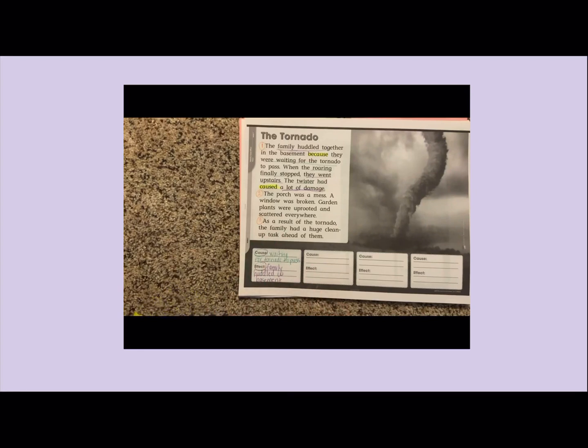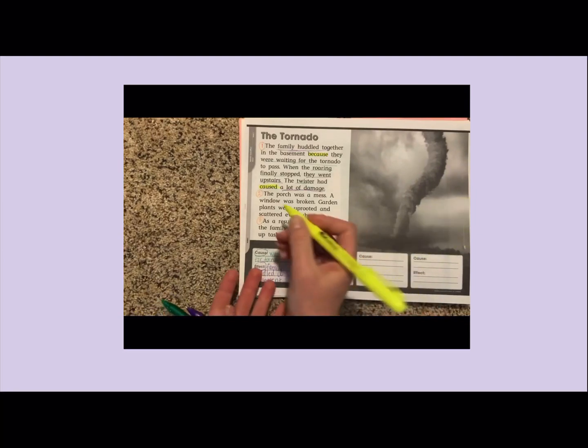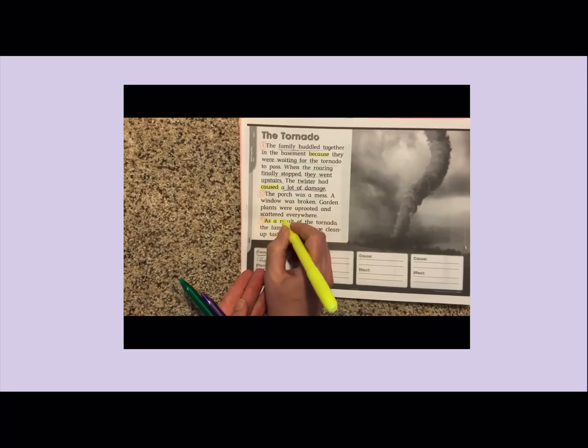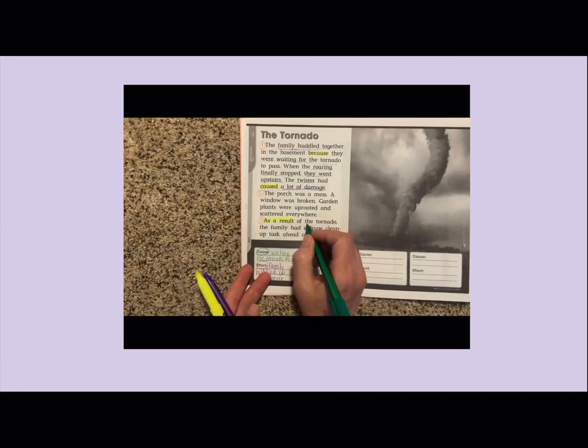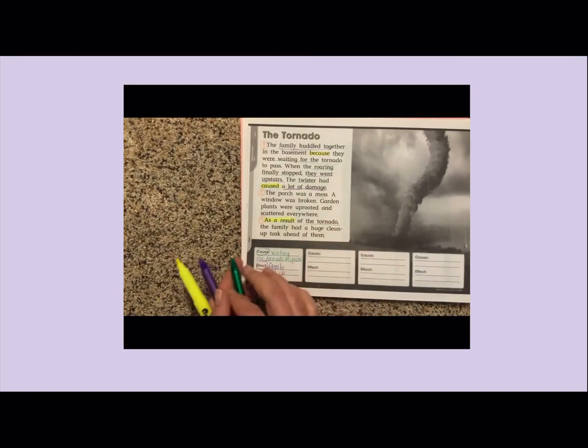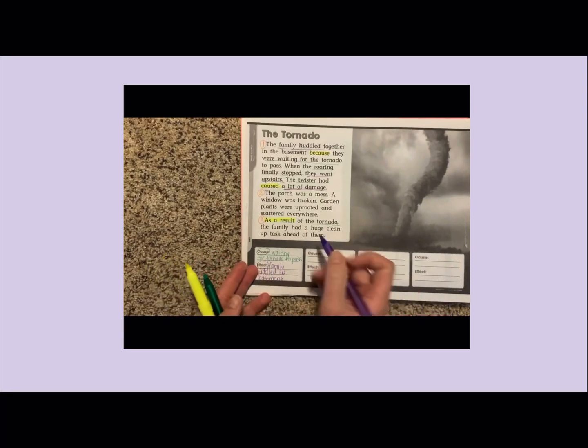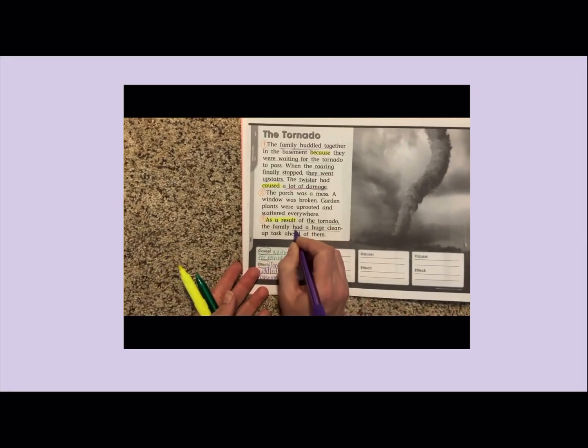As a result of the tornado, the family had a huge cleanup task ahead of them. Well, there's a really good one. A signal here, as a result of the tornado. So the result would be that they had to clean up. What caused the cleanup? The cause would be the tornado. And what did they have to do because of it? They had a huge cleanup.